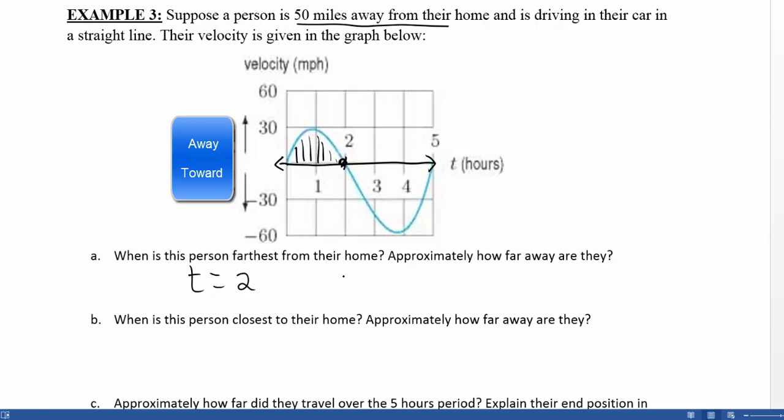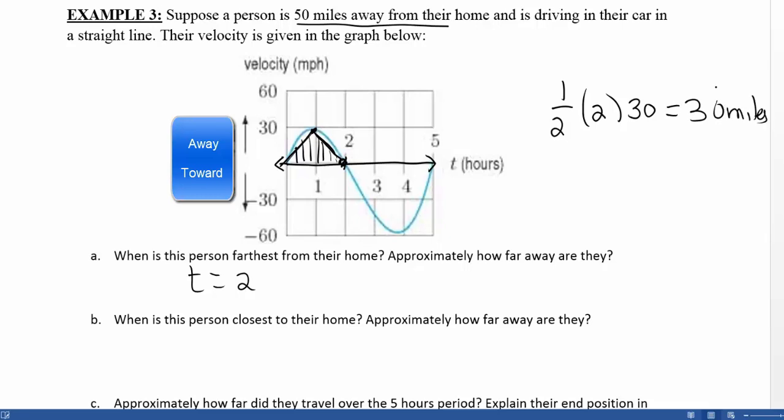So looking at this area between time equals 0 and time equals 2, it's almost like a triangle. So I think it'll be a pretty close approximation to treat this as a triangle. So using a triangle, I'm going to do 1/2 base times height. My base is 2 hours, and my height is 30 miles an hour. So the hours units are going to cancel, and I'm going to get 30 miles.